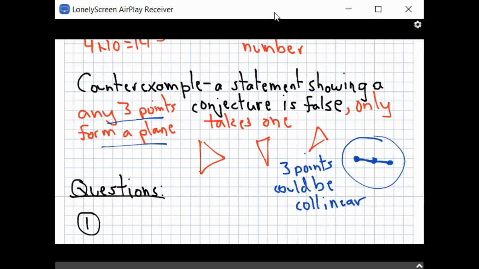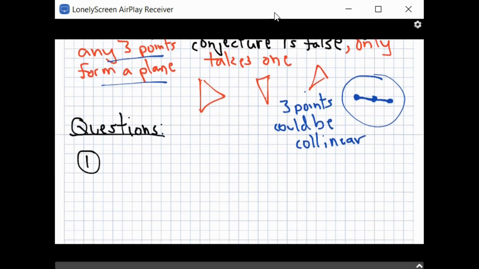Okay, and so a counterexample could be a drawing, it could be a statement, it could be, let's see what it says here, three things. It could be a drawing, a statement, or even a number. So even there, I could use my drawing there, and then here's my statement. So that would prove this counterexample of any 3 points forming a plane to be false. And what you're going to find out is this actually helps us to write good definitions, because the definition of a plane is any 3 non-collinear points form a plane.